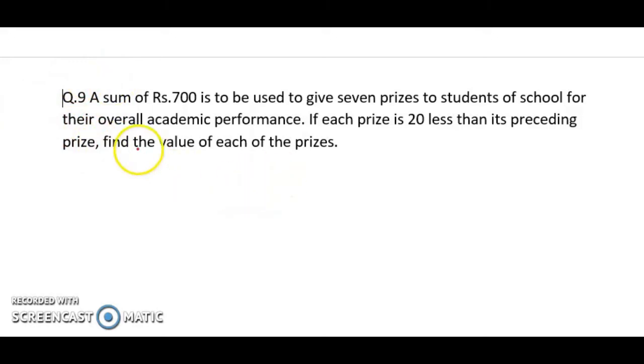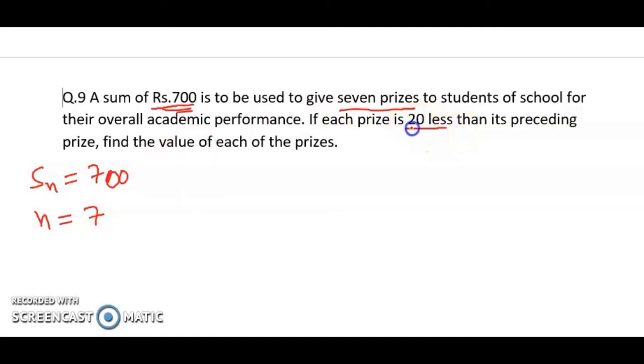Next question. A sum of rupees 700 is to be used to give 7 prizes to students of a school for their overall academic performance. Now, if each prize is 20 less than its preceding prize, then find the value of each prize. So there are total 700 rupees. So we can take sum of total rupees is 700, and total 7 prizes are there. It means n is 7.